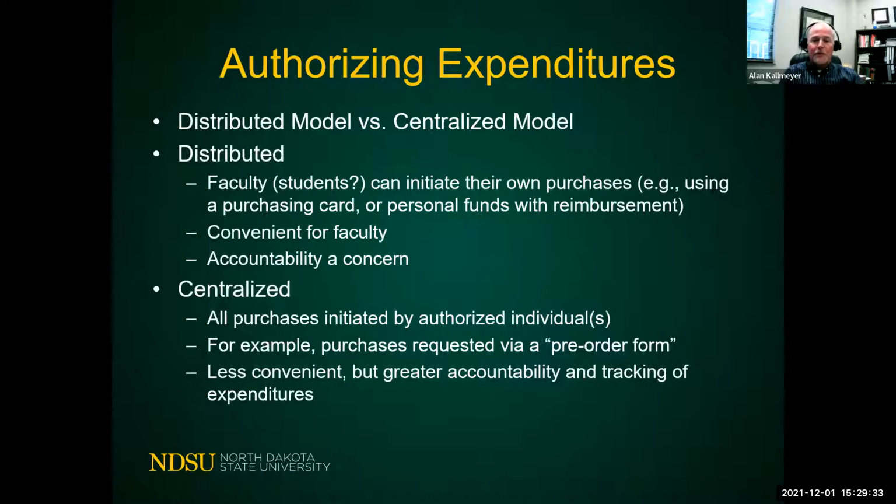So we've adopted a more centralized model for authorizing expenditures, where our account technicians do all of the purchasing. They do all of the transactions. They initiate every purchase. So if a faculty member wants to make a purchase for a grant, they have to fill out what's called a pre-order form. They submit it to the account tech. The account tech does the purchasing, and then they've got all the paperwork, and the invoice will come to them, and they will know where that product is in all stages, whether it's been ordered, has it been shipped, has it been received. Has it been paid for?